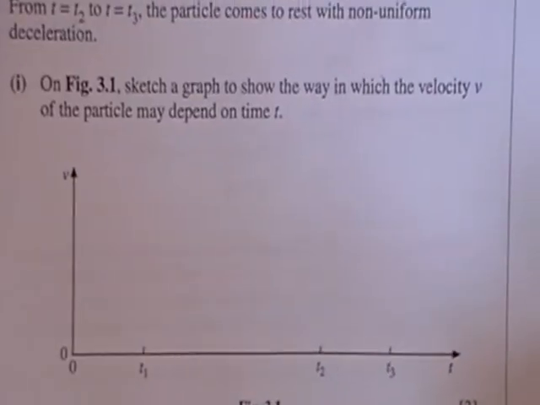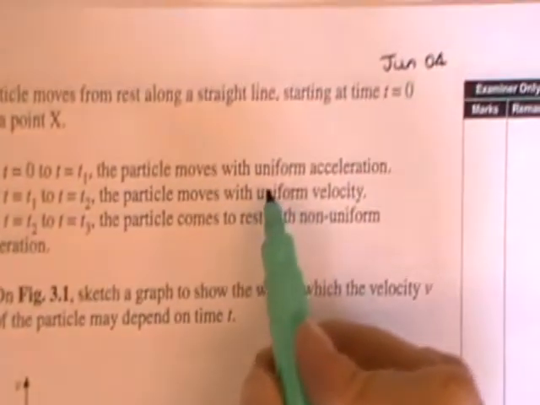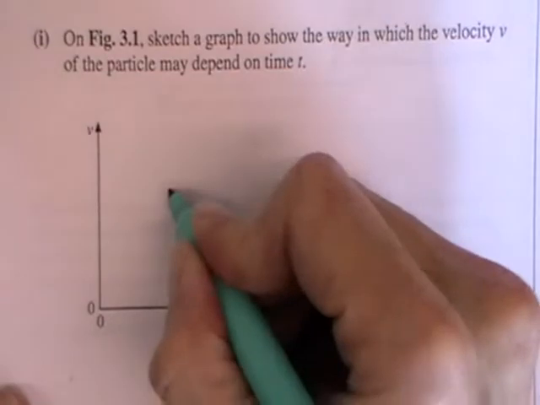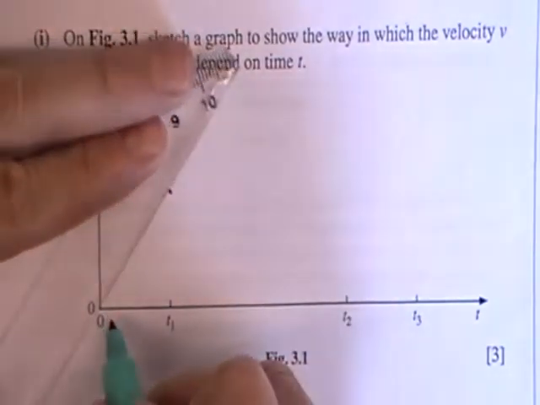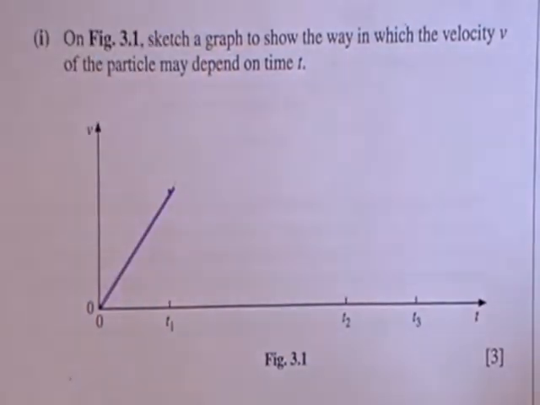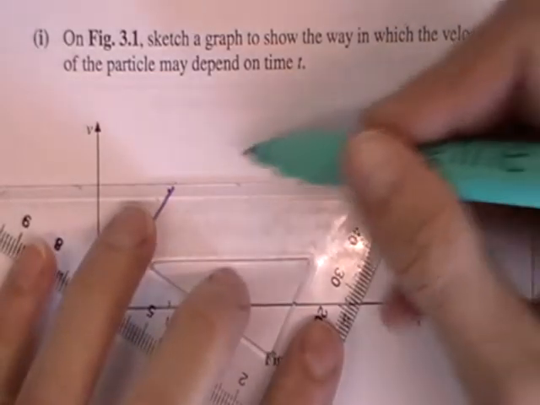On figure 3.1, sketch a graph to show the way in which the velocity of the particle may depend on time t. So the first part of the graph has got a constant, uniform acceleration, and we know on a velocity-time graph that is a line of constant slope. So we'll just give it a value that it goes to there, about up there. And then it moves with a uniform velocity between t1 and t2, which is along here.